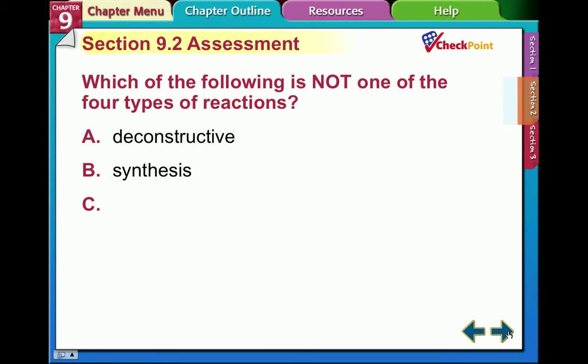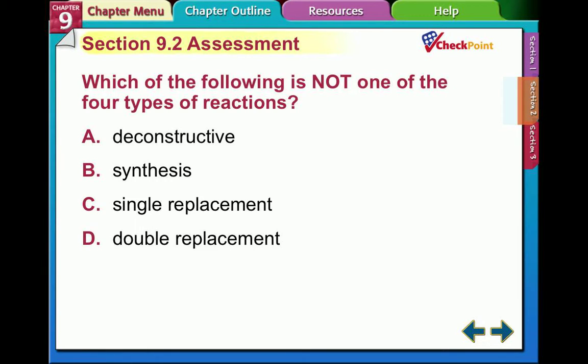Okay, here we go. Let's see what the bouncing ball says. Which of the following is not one of the four types of reactions? Deconstructive, synthesis, single replacement, or double replacement? The answer is deconstructive.